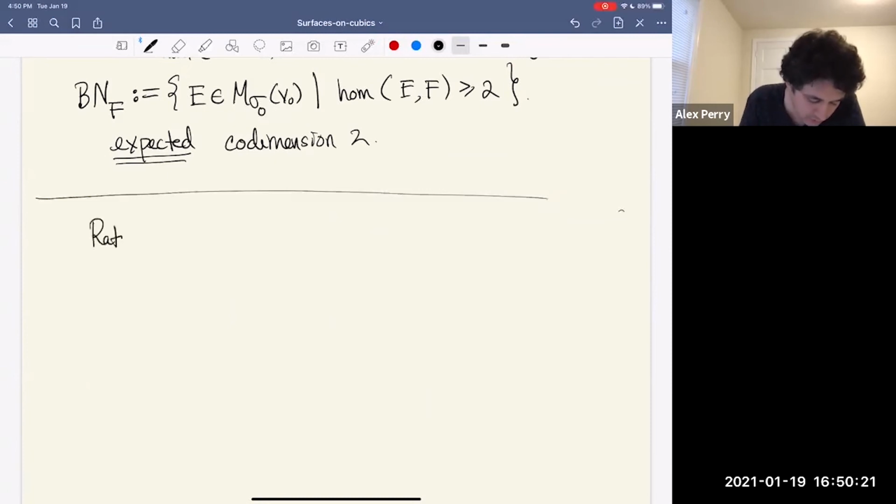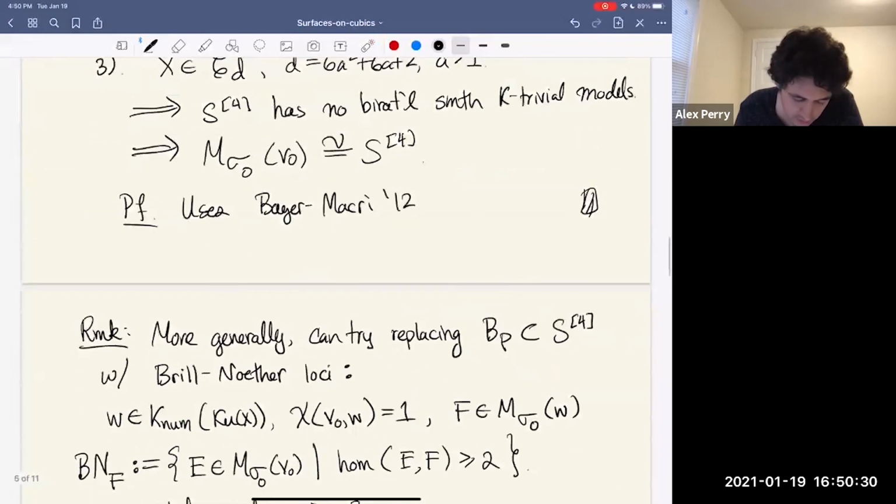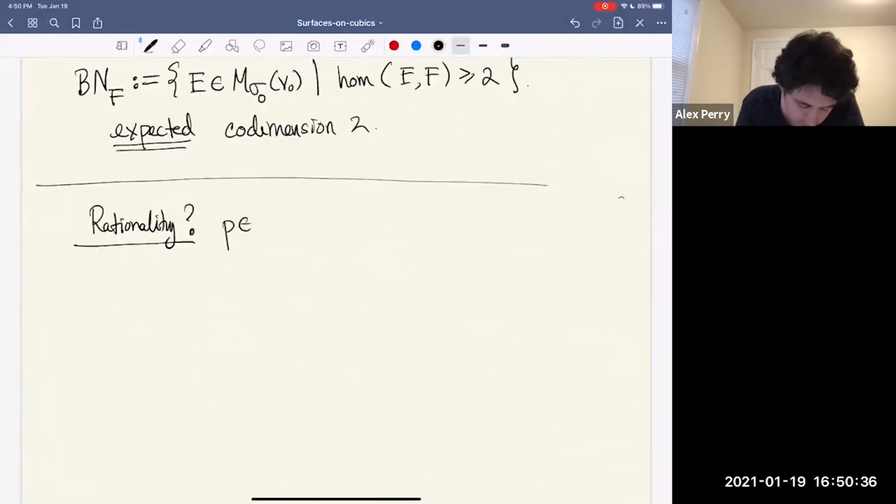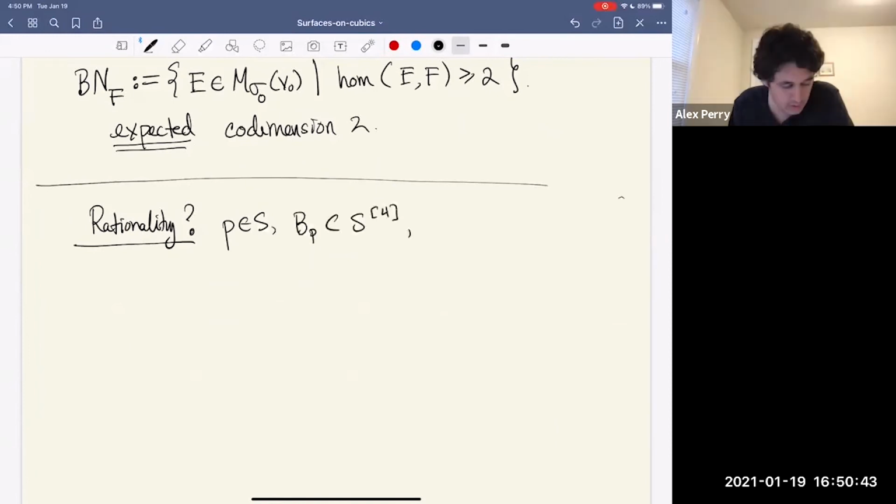So what about rationality? Let's work in the situation of the theorem, of the proof that I just gave you. So I'm going to fix P and S, B_P inside of the Hilbert scheme, and sigma_P inside of X as above. If you wanted to make some rationality construction using this surface, it would be natural to ask what rational map gets resolved by blowing up this surface sigma_P inside of X? That's a natural thing you could ask.